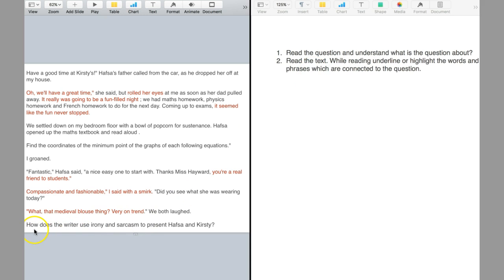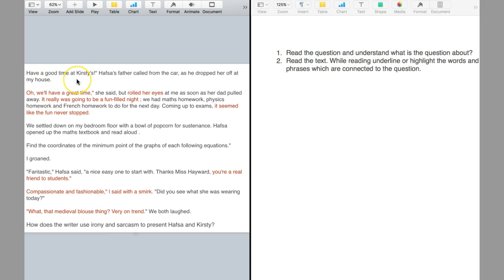So here the question is, how does the writer use irony and sarcasm to present Hafsa and Kirsty? So we are going to talk about irony and sarcasm. Sarcasm means whatever we say in a teasing way. Irony means whatever we are saying gives another, opposite kind of meaning. That is irony. We'll see in this text how irony and sarcasm are used by the author.